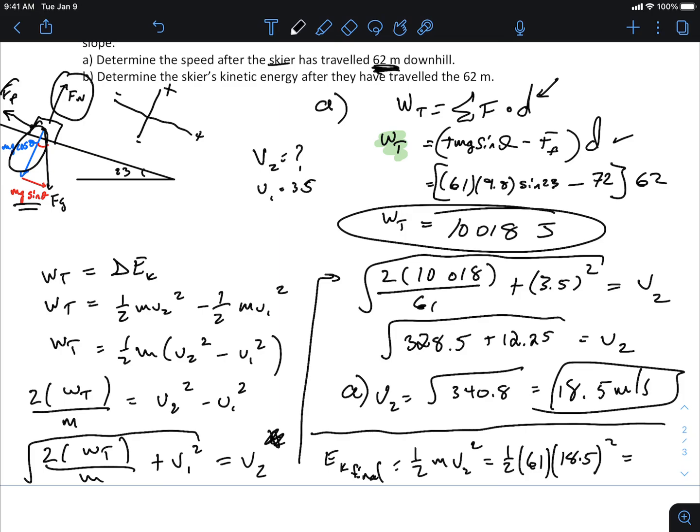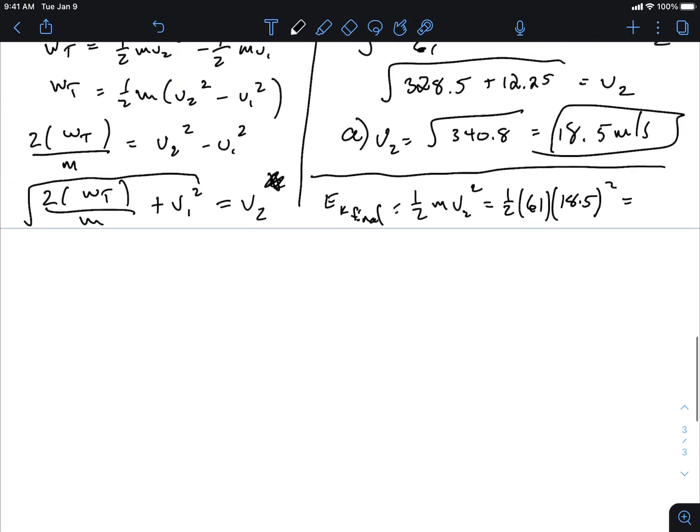The skier's kinetic energy, the number's too big to fit there, I think. Maybe not. 10,438.6 joules. It's a lot of energy, right? Where does that come from?